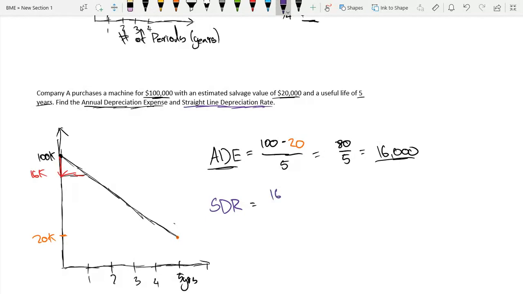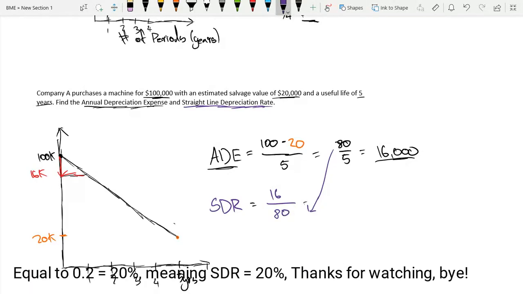So again, let me just use 16, then convert back, over our cost minus our salvage value, which is equal to 80, as we have over there. So this is 16 over 80, and this should be equal to 16 over 80. So just thinking about this in my head, 0.2.